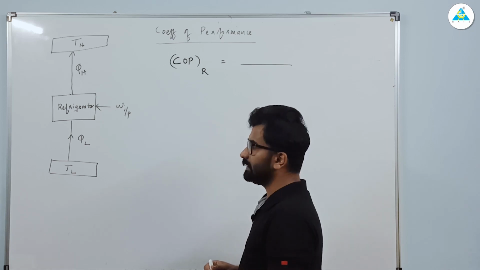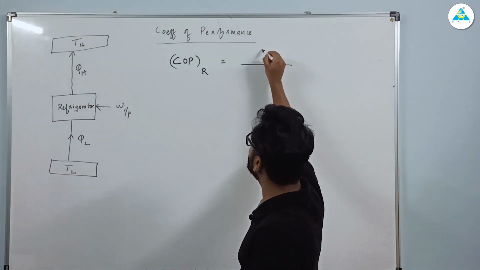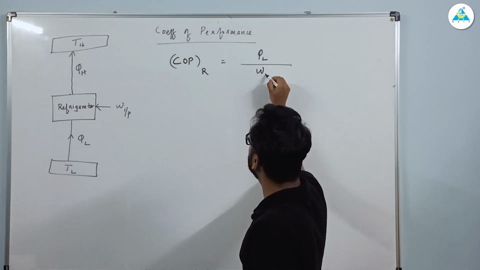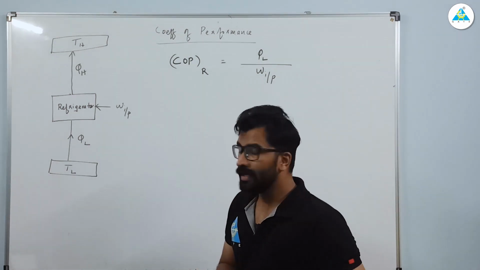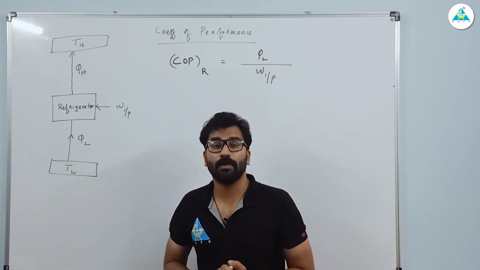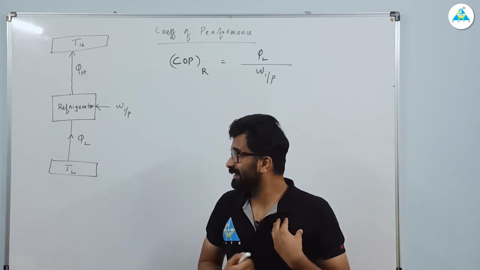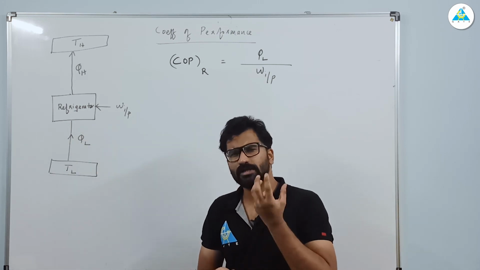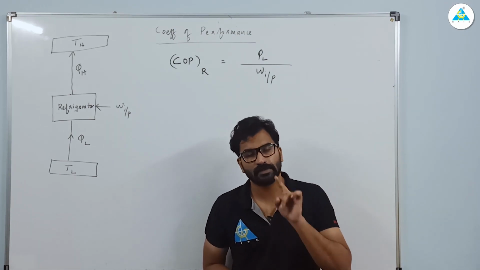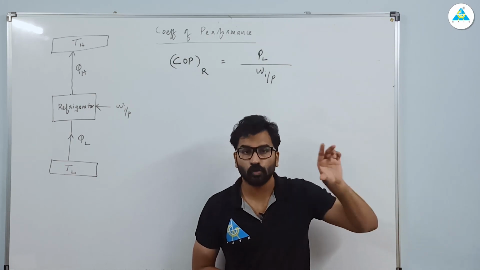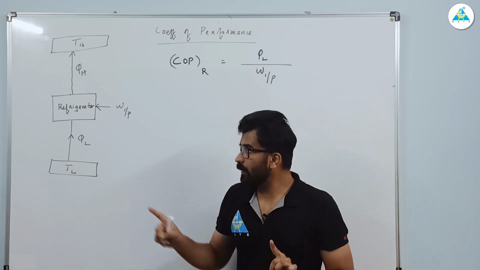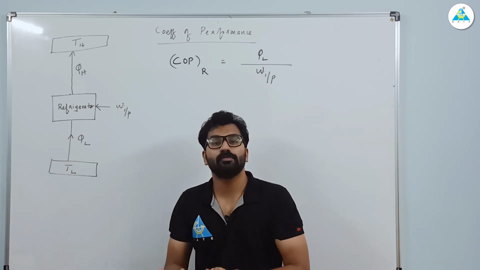So what was the objective of the refrigerator? The objective of the refrigerator is QL, because out of the work input given, how much heat we are able to take from the low temperature sink. That is, from the freezer compartment, how much heat we are able to extract, that is our objective. The objective of the refrigerator is to keep the temperature inside the fridge minimum. So how much QL we are taking, that is our objective.